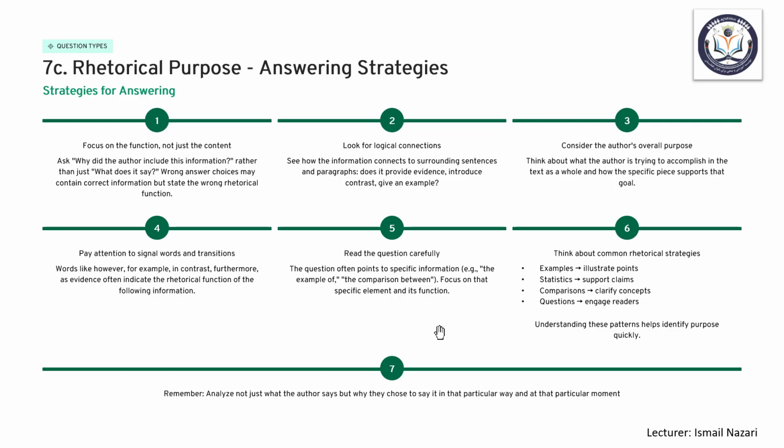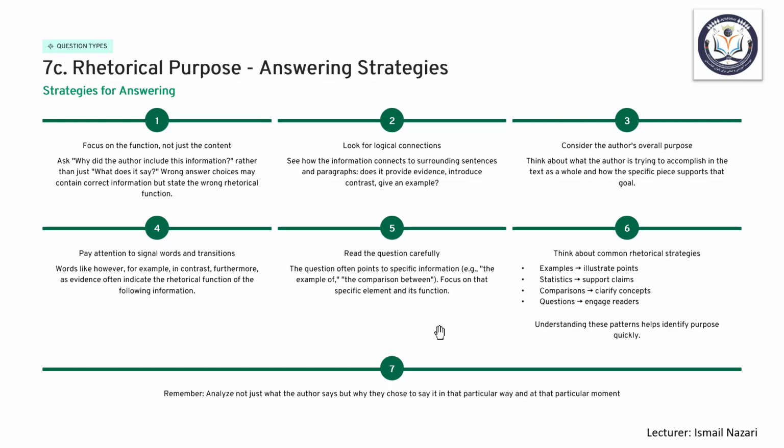And in order to answer this question type, first of all, focus on the function. Try to find the role of the sentence, the role of the passage. Second, look at the logical connections between ideas and paragraphs. Third, consider the author's overall purpose. Find out what is the overall reason the text is written. Fourth, pay attention to signal words. Those signal words can help us guess and find out the right connection.